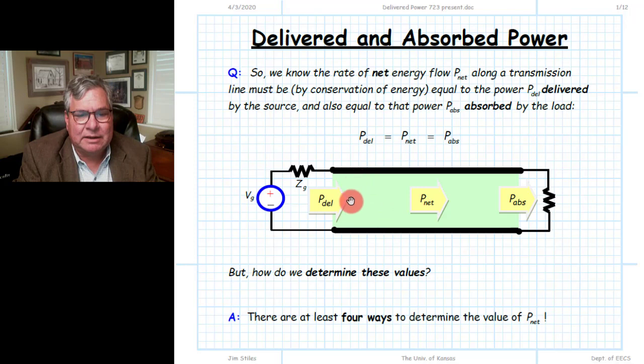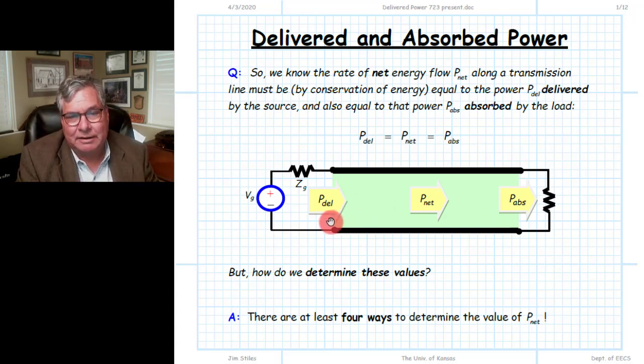And we know that the delivered power and absorbed power are equal to each other by conservation of energy, and that is because the transmission line is a lossless transmission line. And of course that means that the net power flow at any point along the transmission line is precisely the same. The transmission line, because it's lossless, cannot alter that net power flow. So basically the rate at which energy comes into the transmission line must be equal to the rate of energy that comes out of the transmission line.